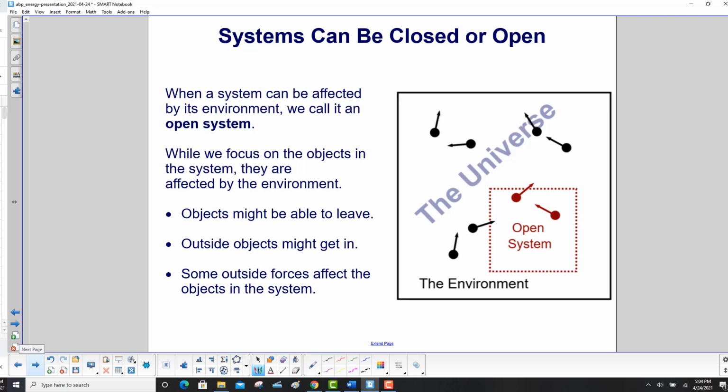When a system can be affected by its environment, we call it an open system. While we focus on the objects in the system, they are affected by the environment. Objects might be able to leave. Outside objects might be able to come in. Some outside forces can affect the objects in the system. So back to the bag of candy, if the bag was unopened, it would be a closed system. If we rip it open, then objects can come in and out, it would be an open system.